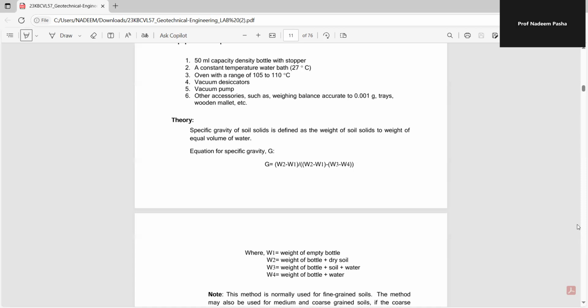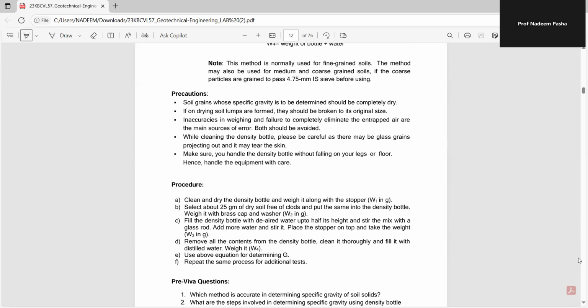This method is normally used for fine grained soil. The method may also be used for medium and coarse grained soil, if the coarse particles are passed through a 4.75 mm IS sieve before testing.